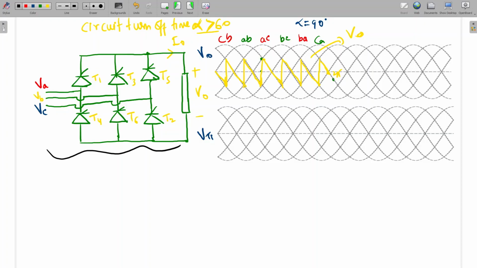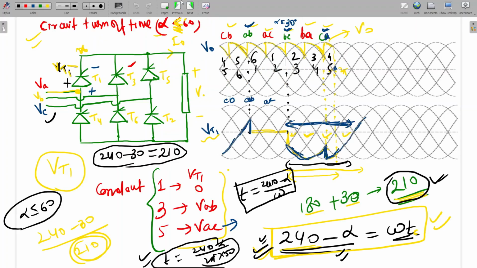Sir, in the last diagram you drew the peak value of the output, and here, sir, in the previous one, we drew the peak value. Just like VAB, VAC, all these are line voltages, not phase voltages. It's saying that output voltage amplitude decreases in alpha greater than 90 degrees.